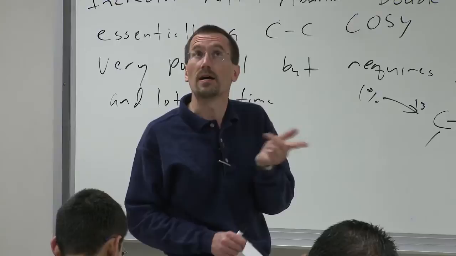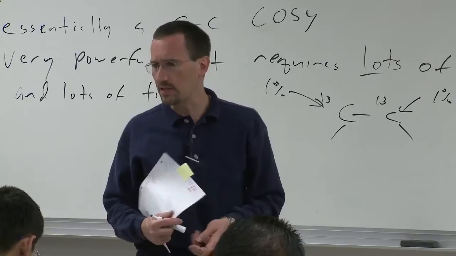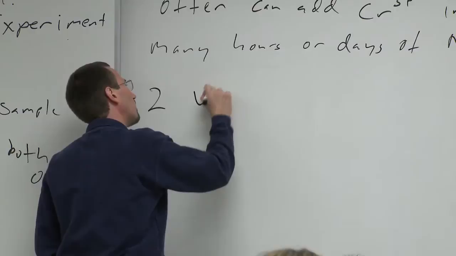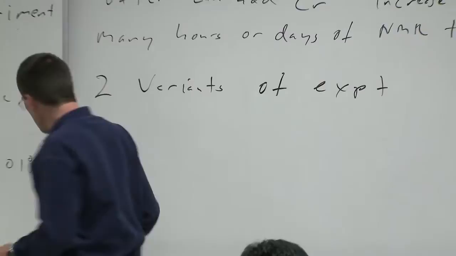So again, I'd urge you to think about this. I want to walk us through one example and then get you started. We have 2 homework problems that have INADEQUATE, and I want to get you started on one of them. So there are 2 variants of the experiment, just different variations in pulse sequence. One of the variants is like a COSY. In terms of how it looks, I'll show you both of them.